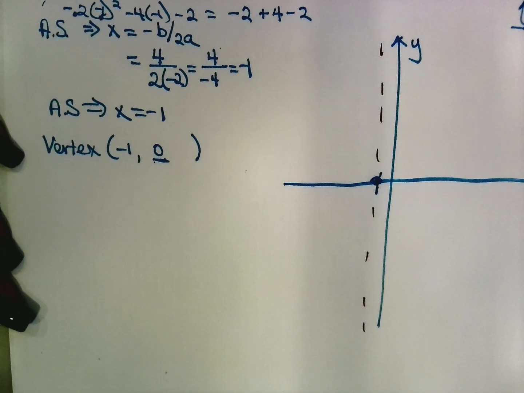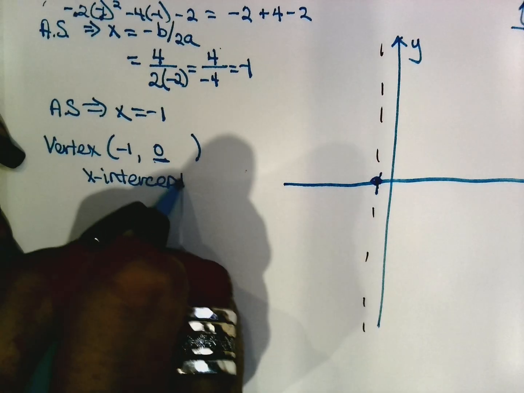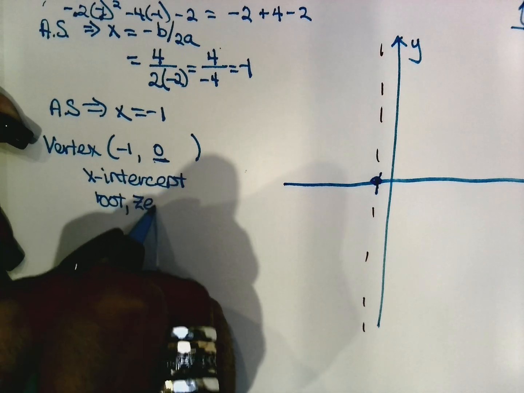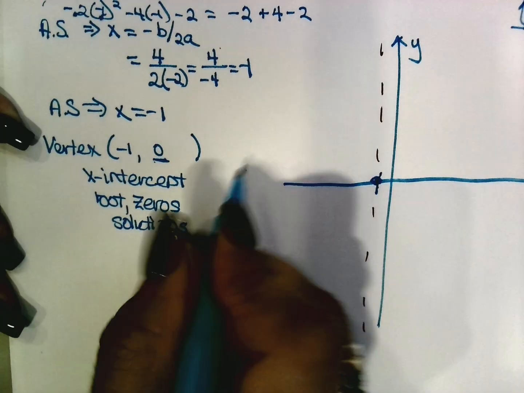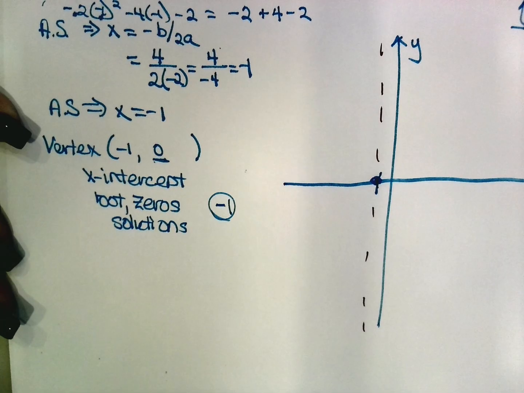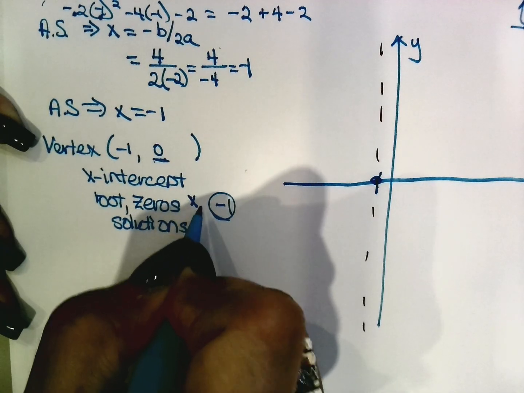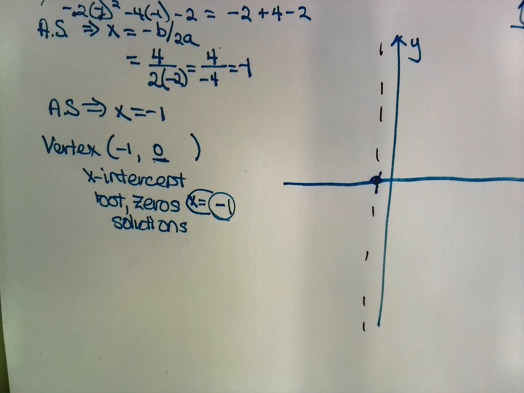So we have our vertex, and because I said this is not only your vertex, this is also your x-intercept. And remember, another word for x-intercept is root, zeros, solutions, etc. That means that my solution is just negative 1. We only have one solution. So x equals negative 1, that's going to be our solution for this one.